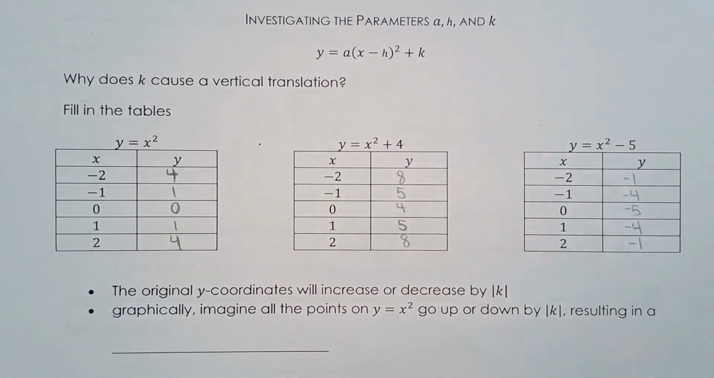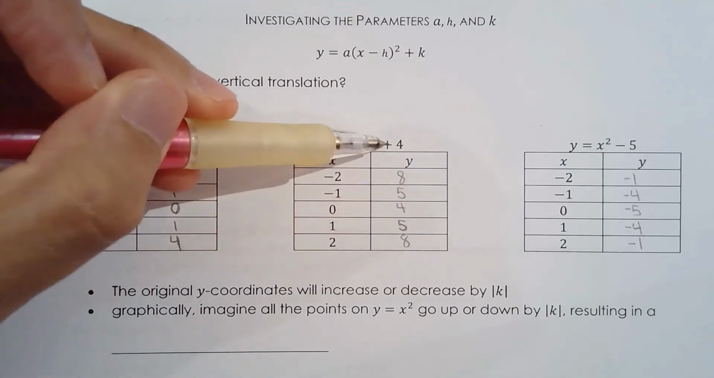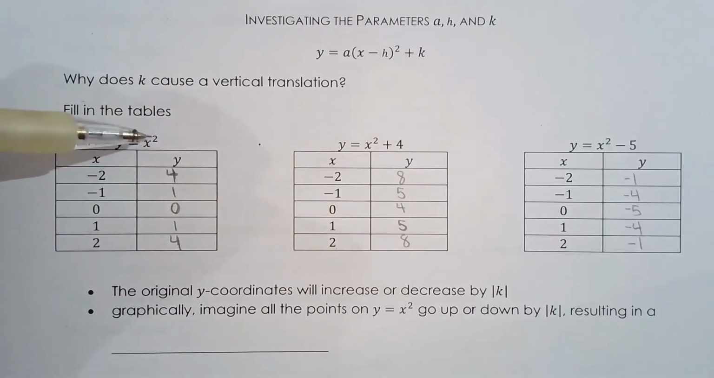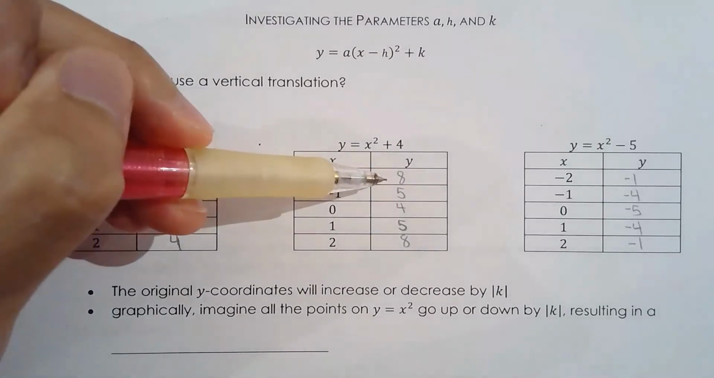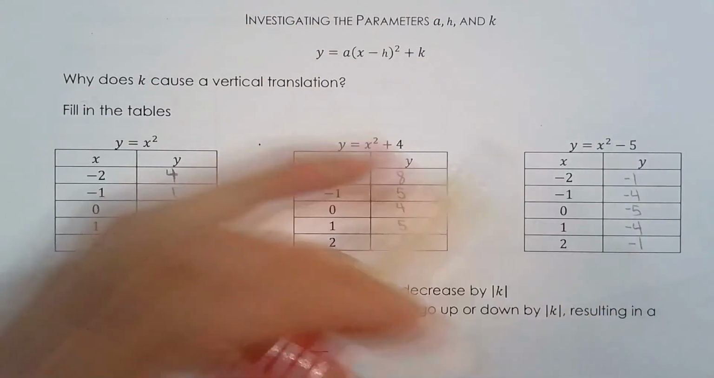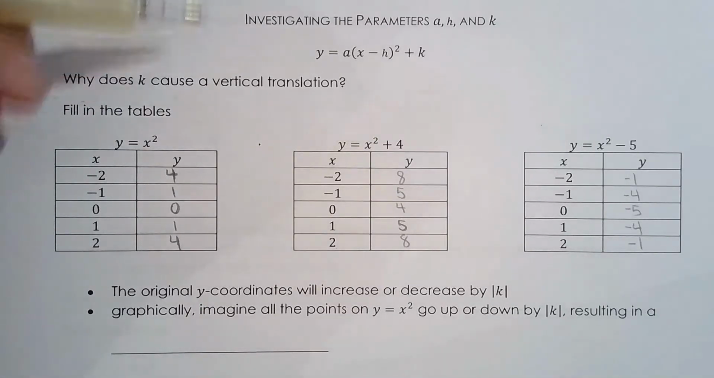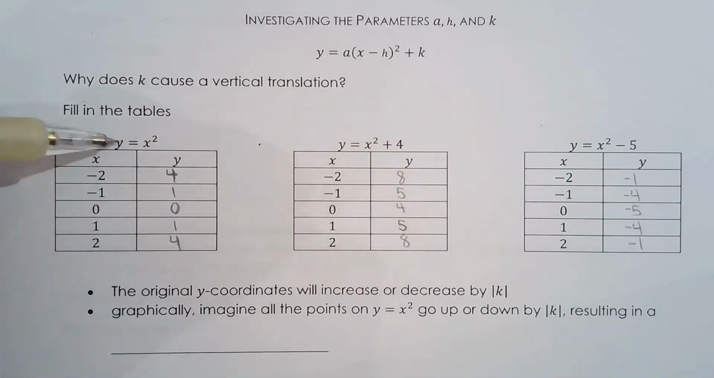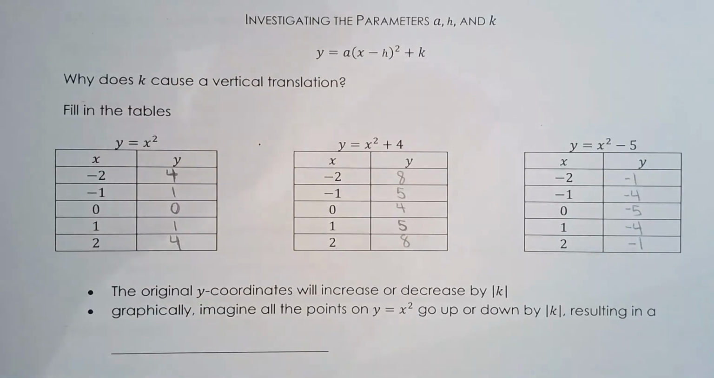Wow, okay. So hopefully you see a pattern. To get the y coordinates of y equals x squared plus 4, what did you do? You took y equals x squared and you took these y values and you added 4, right? And to get these y values, you took these y values and subtracted 5. So really, you're just manipulating the original y coordinates to get the new y coordinates. You take the original y coordinates for the parabola y equals x squared, and then you either add or subtract. Well, think about it, okay?